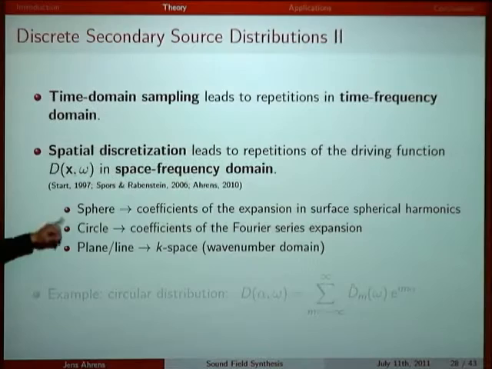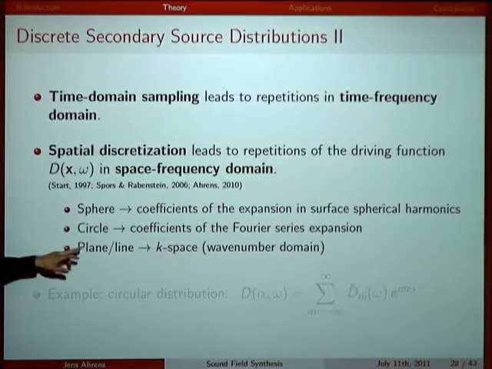So this should already ring a bell. Remember, for the sphere, we found the solution in the spherical harmonics domain. Here we found it in the Fourier series coefficients domain, and the solution for the linear array we found in the wave number domain. So we have already calculated everything we need. We just need to analyze it a bit more.